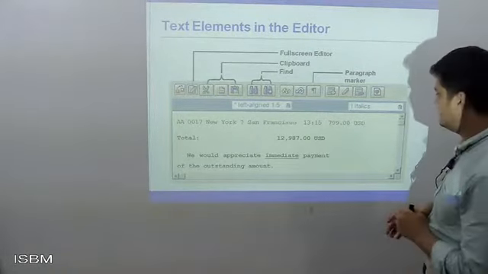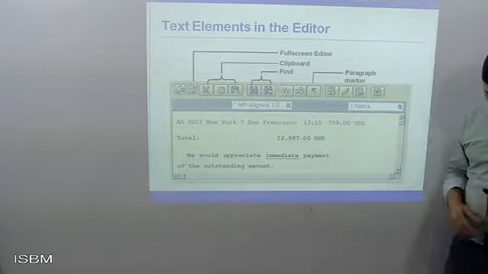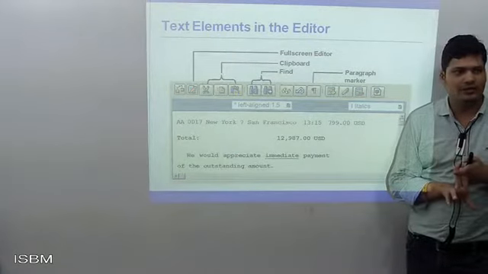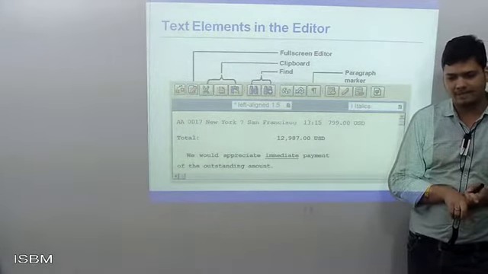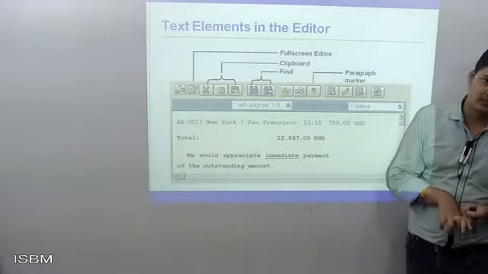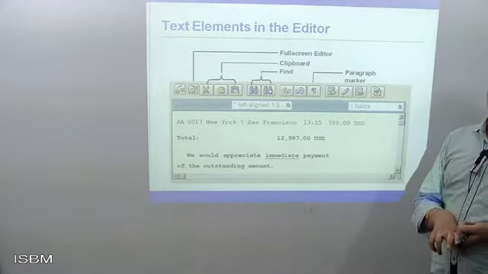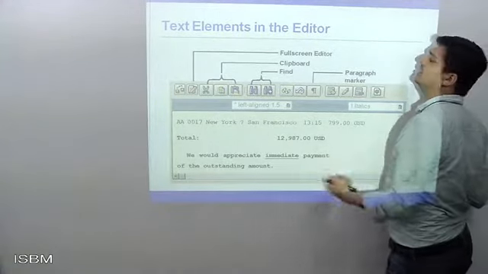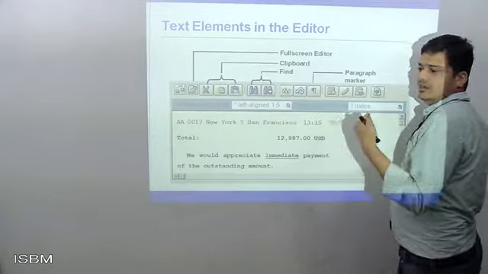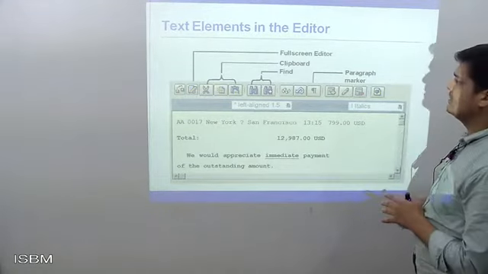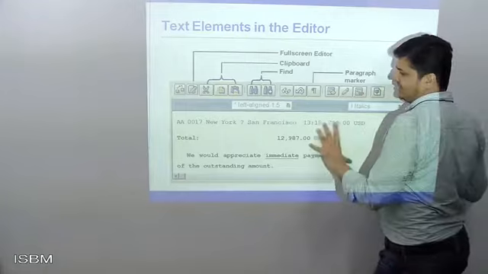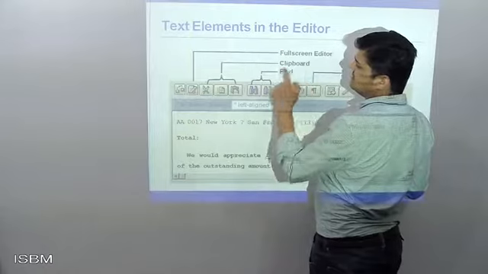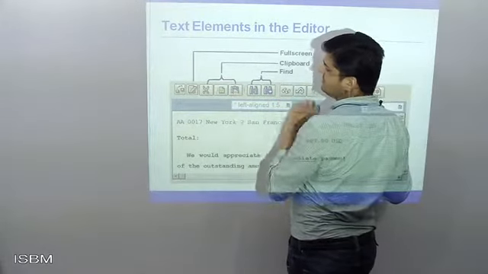You can see this is in the window. I have told you there are two things in the window. One sub window for the coding part and another sub window for text or variables, to declare the text or declare the variable. So here there is no need to declare either code, text or variable, because we need some text directly. So this is the full screen editor. This is a clipboard with cut, copy, paste, and we have a find.